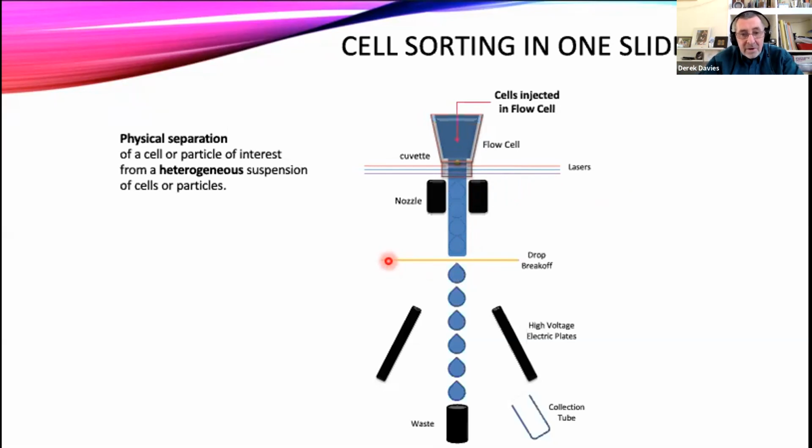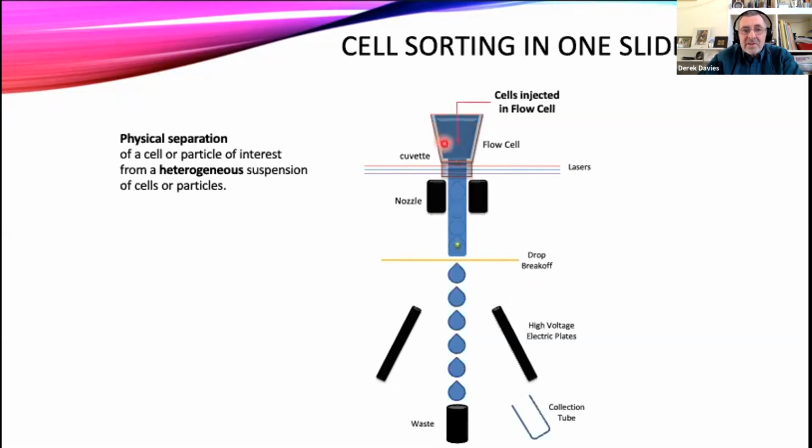And that combination will cause that stream to break off at a very specific point, which cunningly we call the drop breakoff. And the number of drops we produce per second depends, as we've seen, on the pressure that we apply to our fluid. It depends on the nozzle that we've selected. In general, the more drops we produce per second, the faster we can sort, but that has to be tempered with the size and the type of the cells that we're sorting as well.